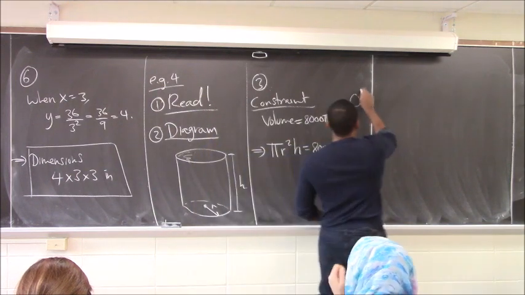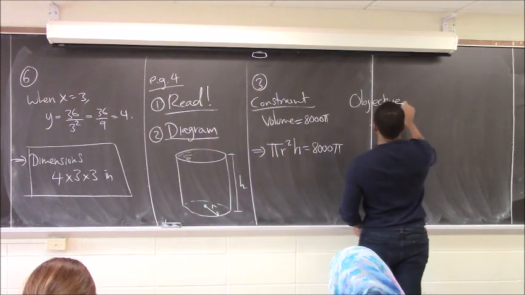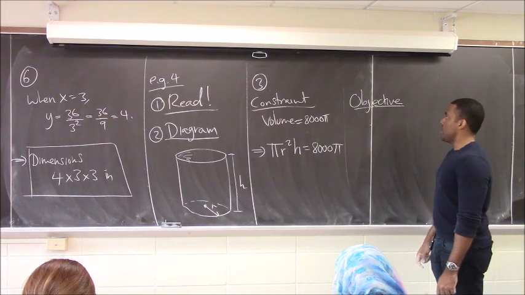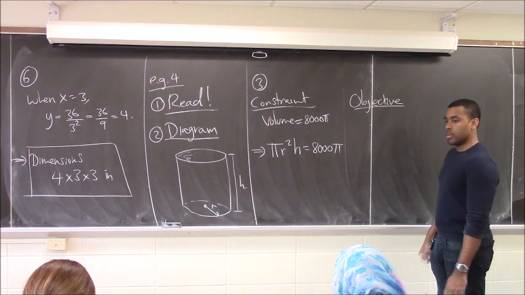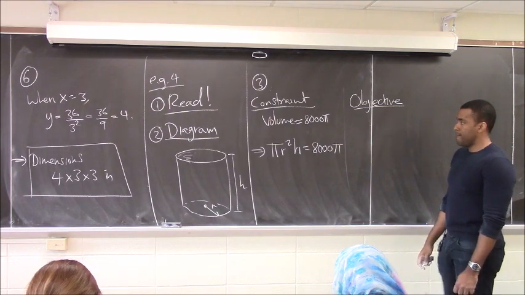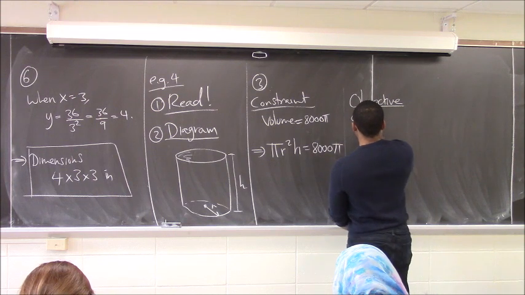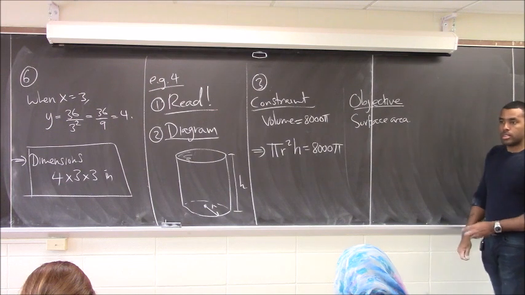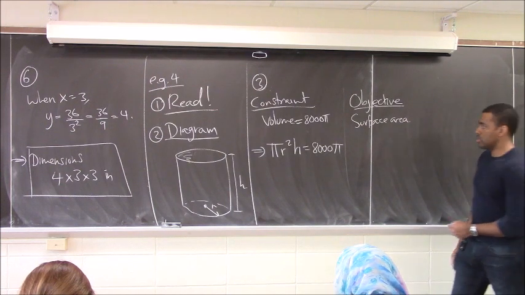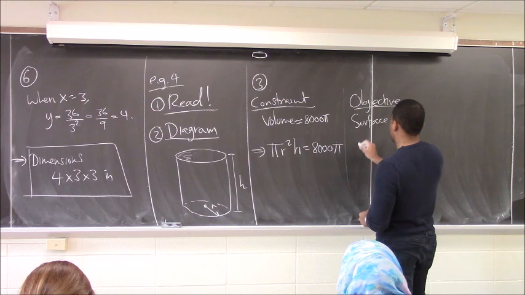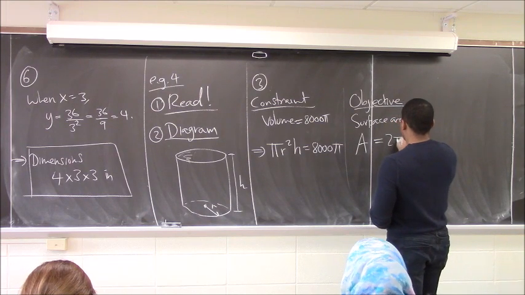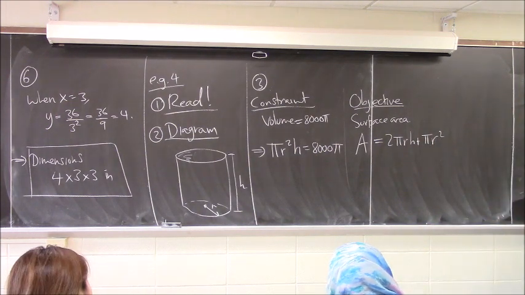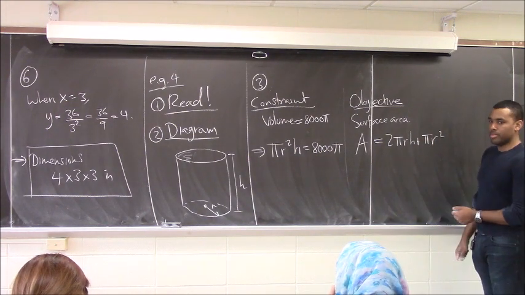Then you're going to find the objective. And what's going to be the objective here? Again, it's surface area. How do you talk about the surface area of this object? 2 pi r h plus pi r squared. You guys see where she got that from? How she got it?